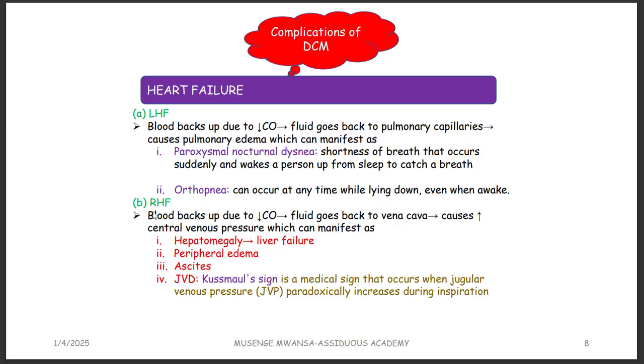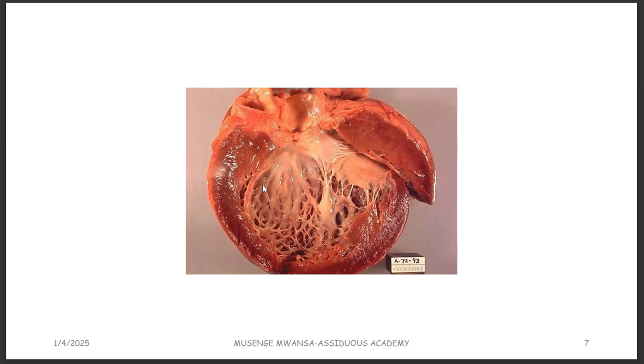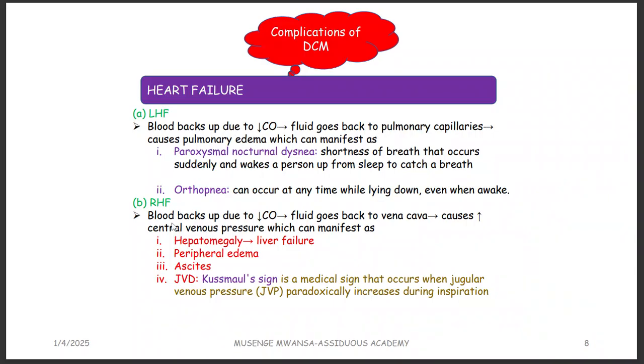And then right-sided heart failure. Here, remember the right side of the heart receives blood from the rest of the body and pumps that blood to the lungs. But because the right side of the heart is failing, blood is going to continue going backwards to the veins in the body. If the blood goes back to the hepatic veins, it is going to lead to hepatomegaly. If it goes back to the peripheral veins, it will lead to peripheral edema. If it goes back to the veins of the abdomen, it will lead to ascites.